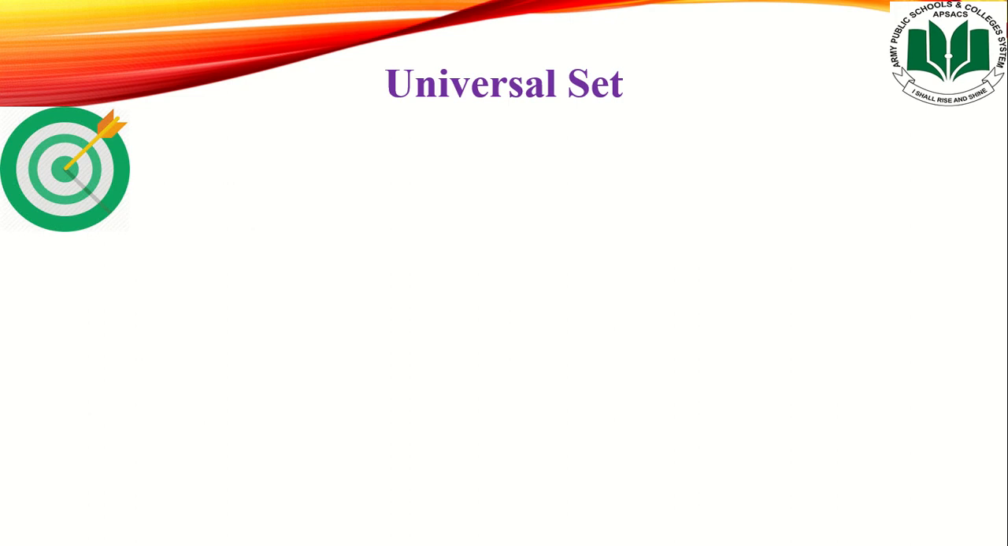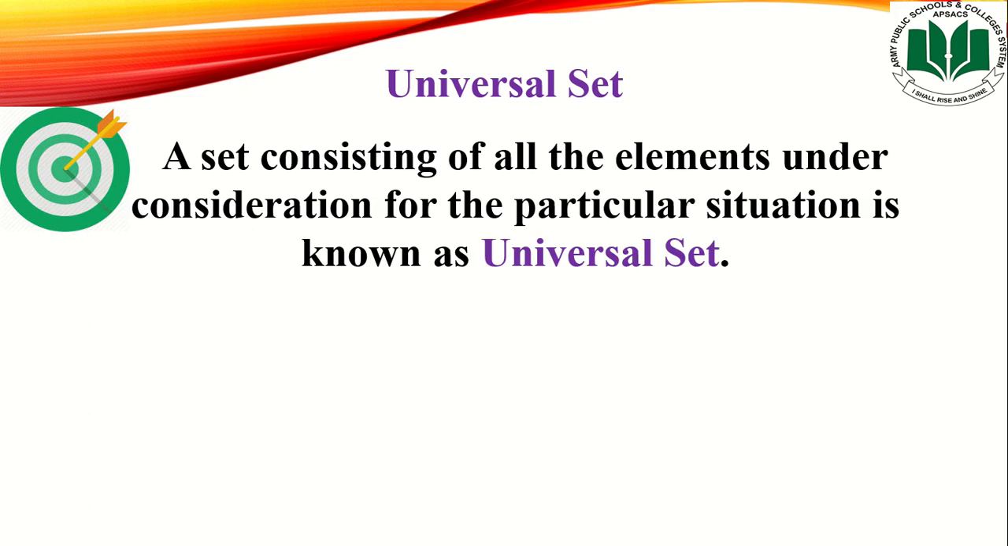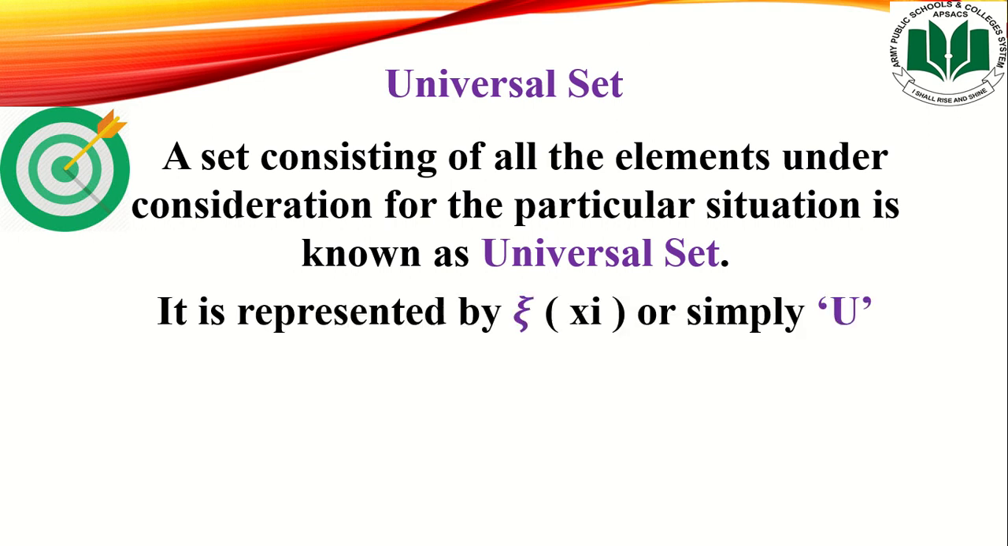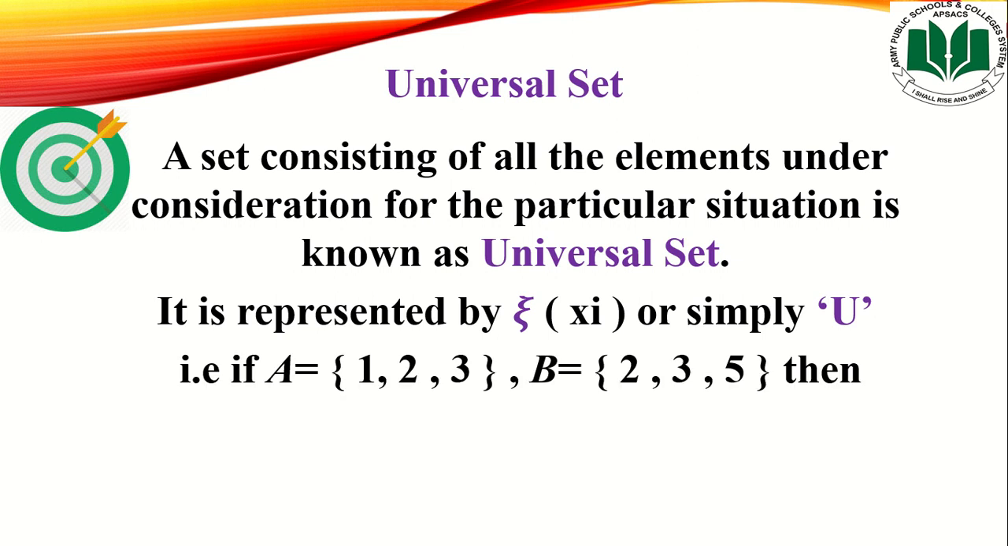First of all, we discuss the universal set. A set consisting of all the elements under consideration for the particular situation is known as the universal set. It is represented by xi or simply U. If A is a set containing elements 1, 2, 3 and B is a set containing elements 2, 3, 5, then the universal set is 1, 2, 3, 4 and 5.